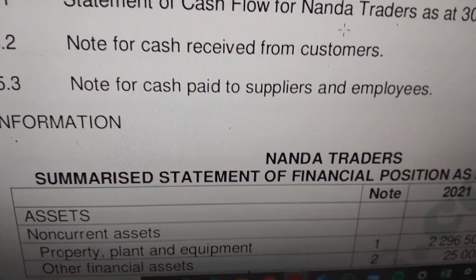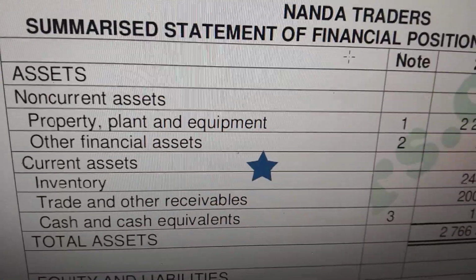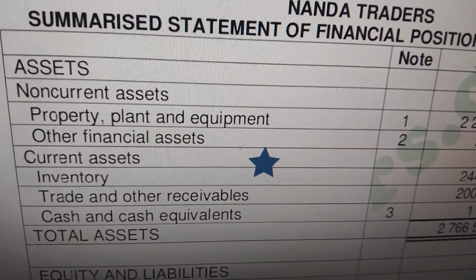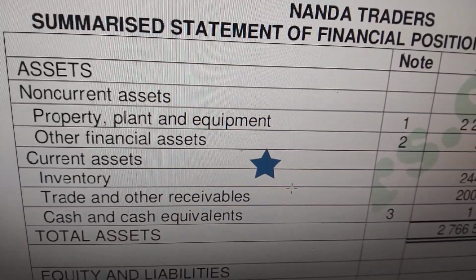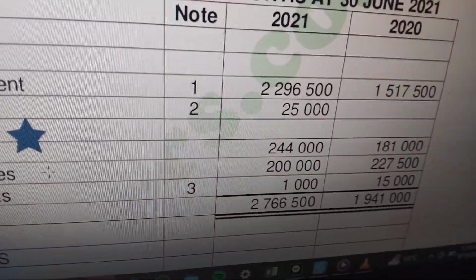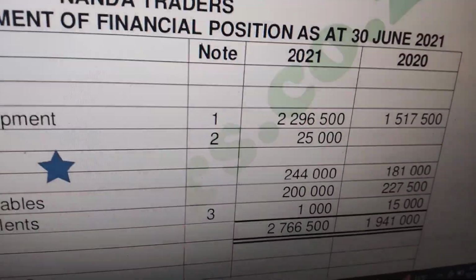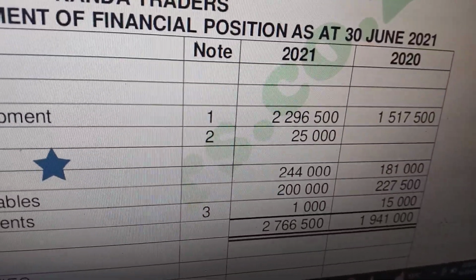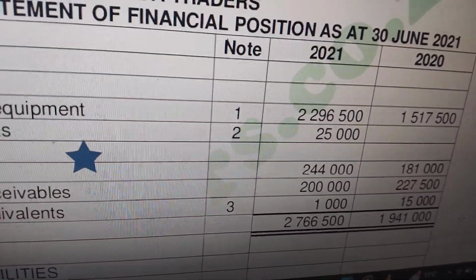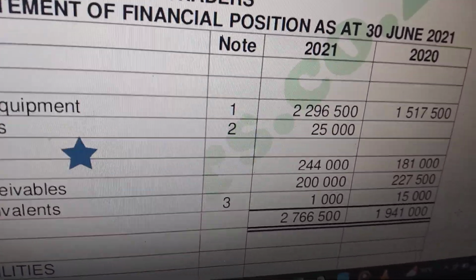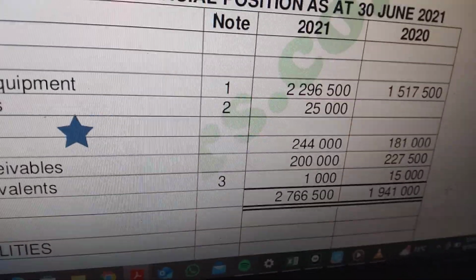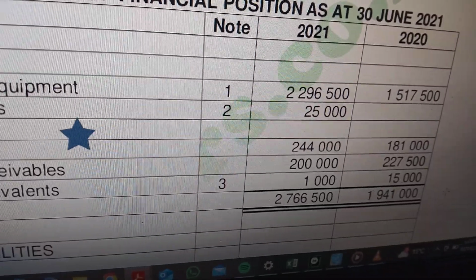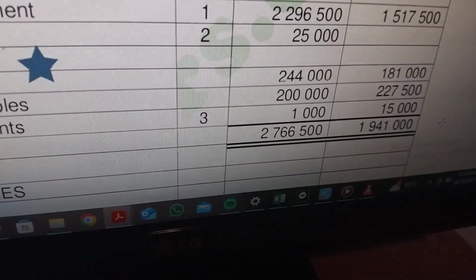So let's go and look for trade receivable at the beginning. This is trade and other receivable, which is 2021 and 2020. So 2020 is going to be at the beginning, and 2021 is going to be at the end. So at the beginning, we have how much? We have 227,000.